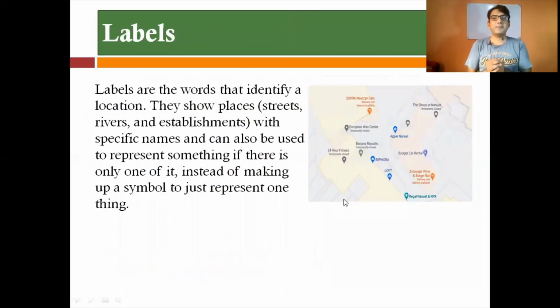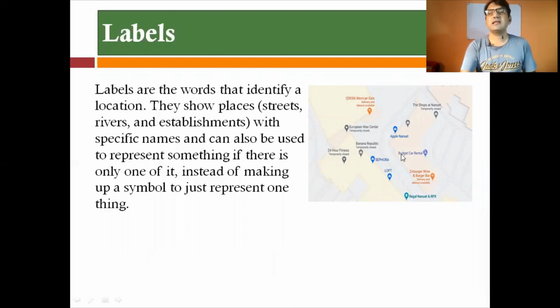Now comes the labels. Labels are the words that identify a location. They show places, streets, rivers, establishments with specific names, and can also be used to represent something if there is only one of it, instead of making up a symbol to just represent one thing. So sometimes you see on the maps these types of features or signs, we call them the labels.